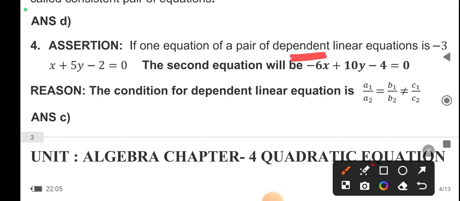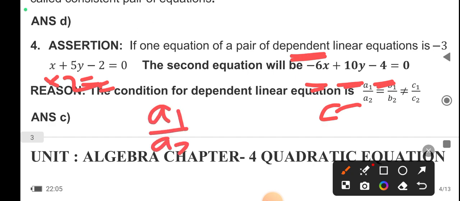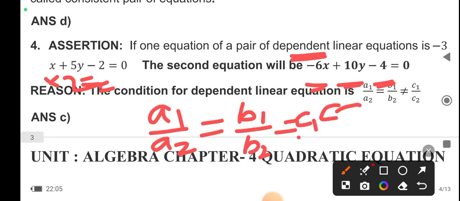Minus 3x is there, multiply with 2, minus 6x. 5 twos are 10y. Minus 2 twos are minus 4y. So A is true. But R is supposed to be true for infinite number of solutions: a1 by a2 equal to b1 by b2 equal to c1 by c2. If they had given that, then option A would be correct, because this is also true and it would be a correct explanation. But they have given not equal, which is for parallel lines, no solution. So A true but R false.